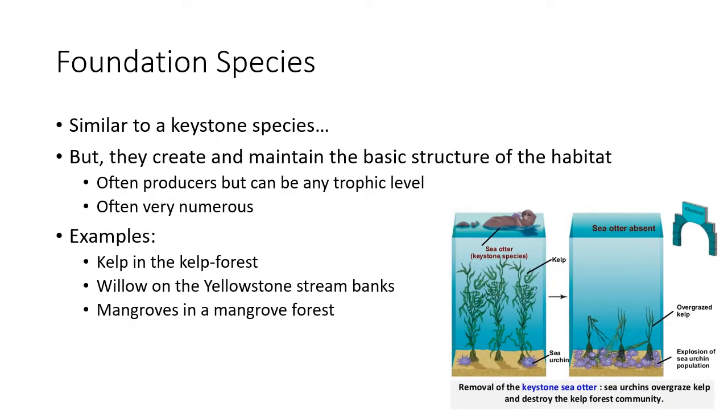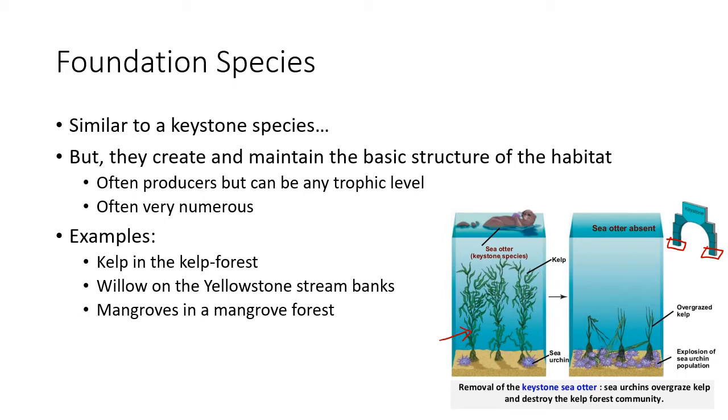This is kind of similar to the keystone species, but rather than being at the top of the arch, the foundation species are at the bottom of the arch. They're at the foundation. They are the ones that are creating the complex ecosystem just by their presence. So the kelp are the foundation of the kelp forest. The willows in the Yellowstone streambank are the foundation of that ecosystem. They provide the habitat for all the birds, and they provide the food for the beavers, and they're just holding down the soil, and they're keeping that habitat as it is, and they're the foundation of that habitat.